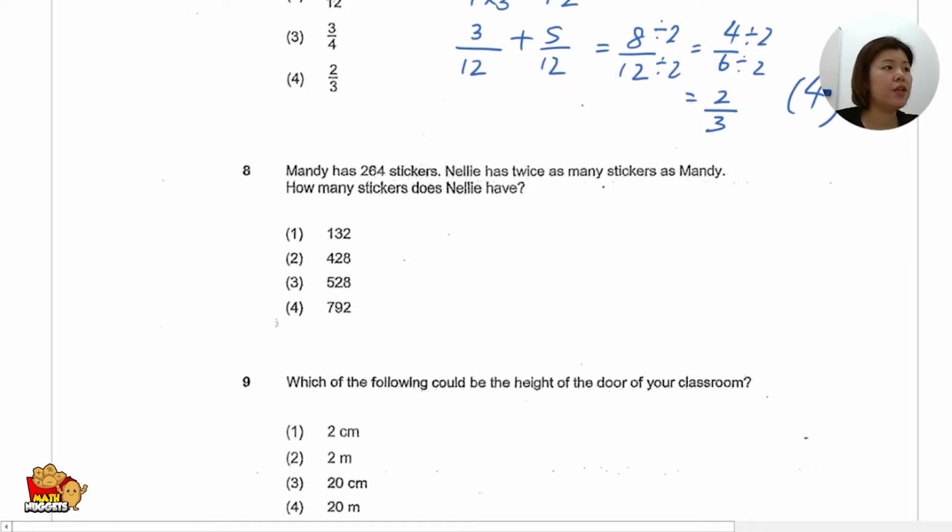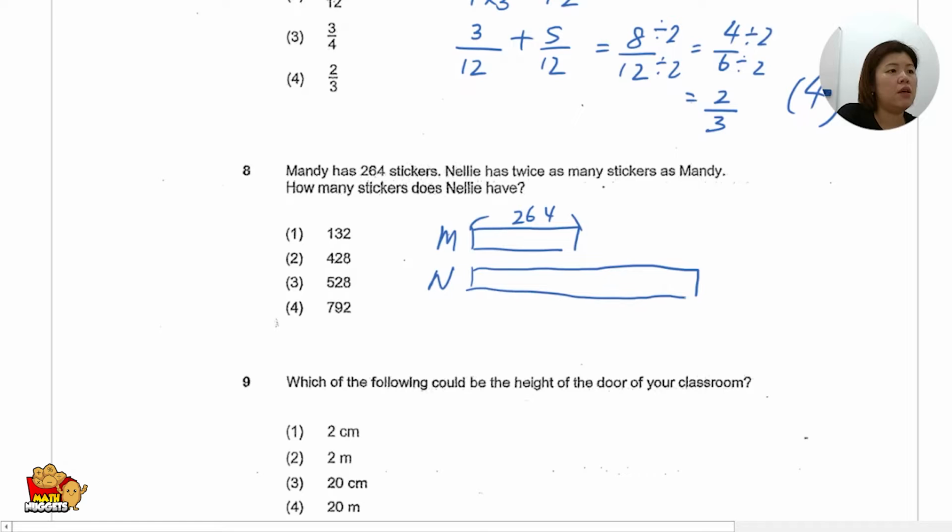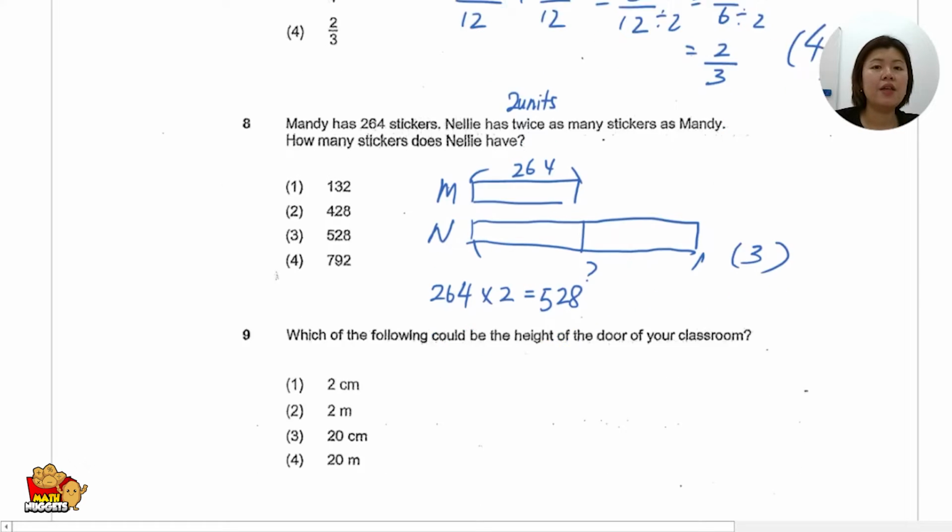Okay, let's move on. Mandy has 264. Let's have Mandy first. 264 stickers. Nelly has twice, so make sure she's longer and she's 2 units. Twice means 2 units. So I'll find Nelly. So it's from here to here. So it'll be 264 times 2. So 528, number 3.